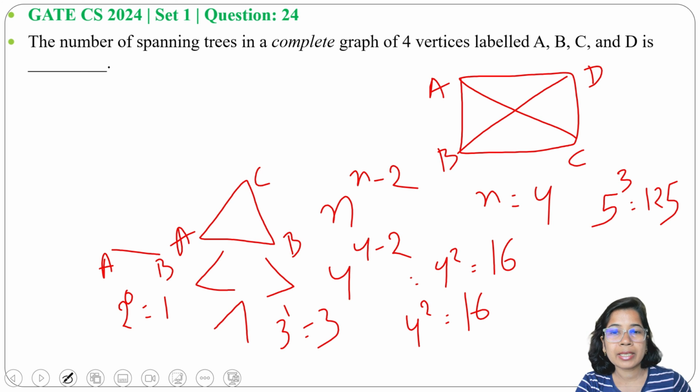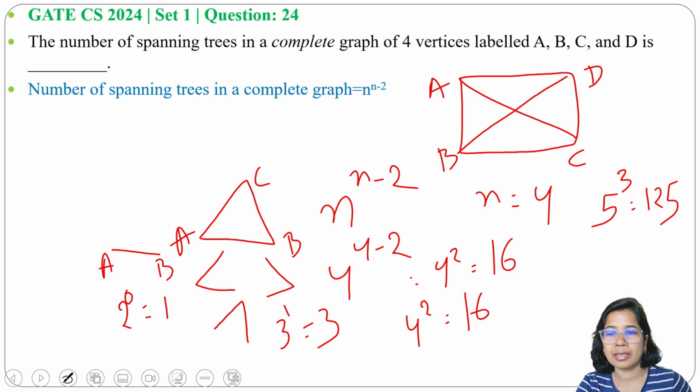It's not asking about minimum spanning tree. It is just asking about spanning tree. In case of minimum spanning tree, the weight sum should be minimum. But in case of spanning tree, we can randomly choose any edge, but it should not create any cycle and it should be connected. So here the answer is 16.